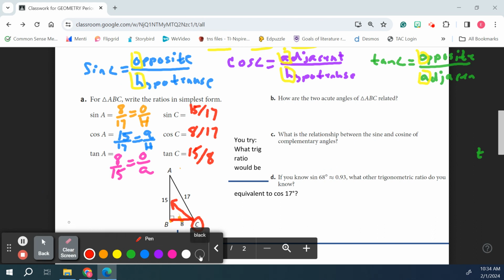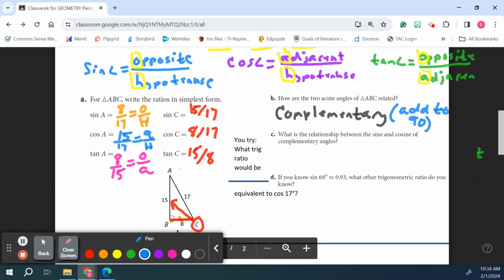All right, so how are the two acute angles of ABC related? All right, so in this case, they are complementary. What does complementary mean? Someone tell me, what does complementary mean? They add up to what? 90, very good. So they're going to add to 90. That is important information for these next few bits.